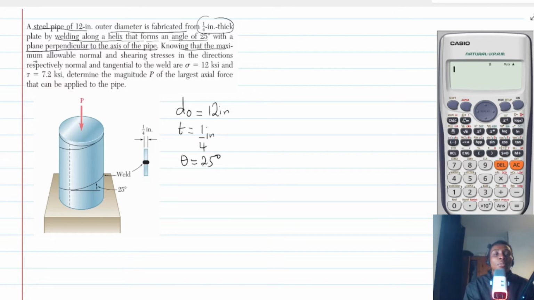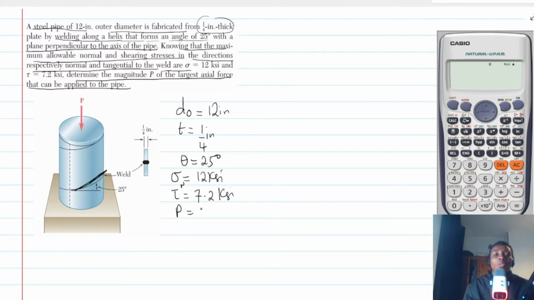Knowing that the maximum allowable normal and shearing stress in the directions respectively normal and tangential to the weld. All right. So the tangential and then the normal stresses on this plane is 12 ksi and then 7.2 ksi. Now we are to determine the magnitude P of the largest axial force that can be applied. So interestingly, they are looking for P.